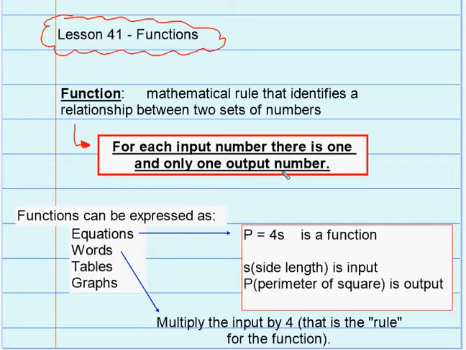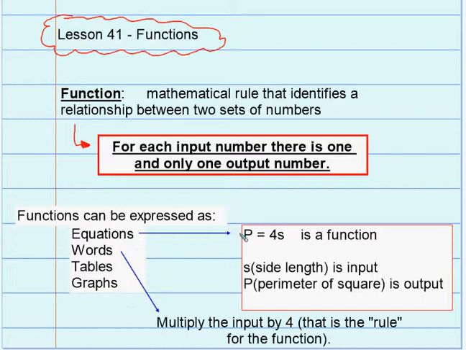Okay, so there are some operations in math where you can have one input and get two outputs. For this to be a function, it can only have one output for each input. Okay, so what we'll go through today will be a function. And functions can be expressed as equations, words, tables, and graphs. Okay, so there are many different ways that you can show a function.